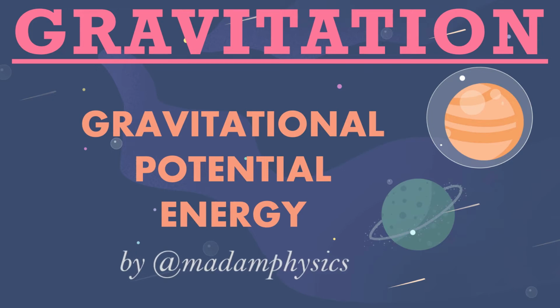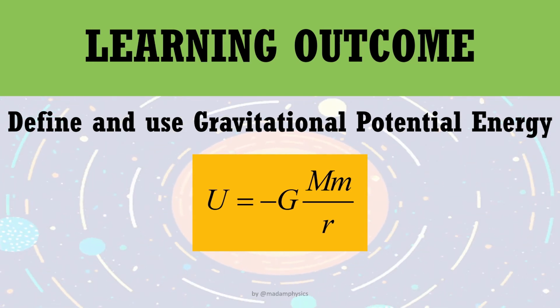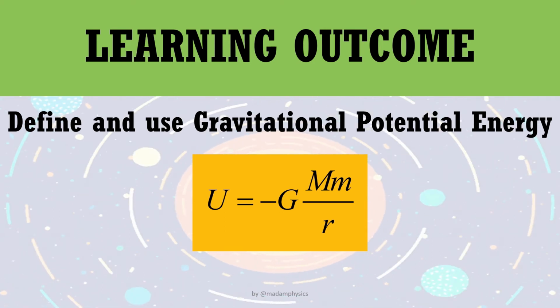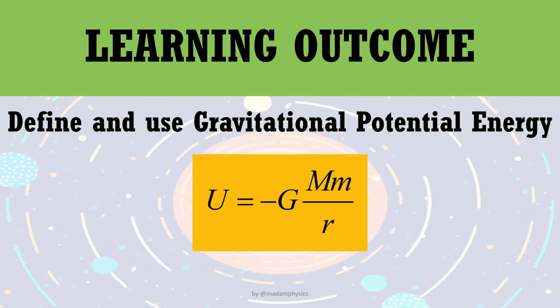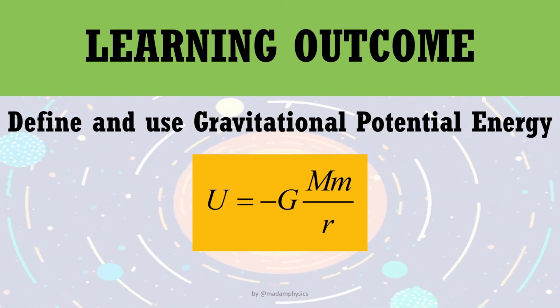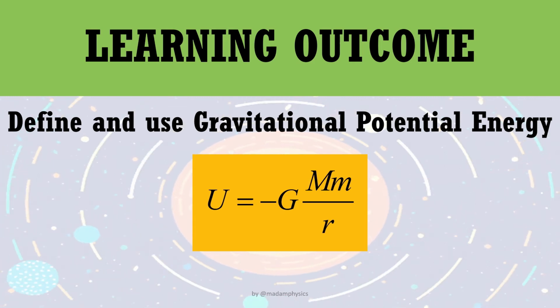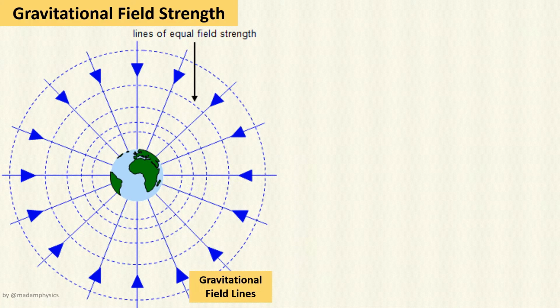For today's lesson, we are going to enter a new subtopic in this chapter, which is gravitational potential energy. So here is the learning outcome for today. At the end of this lesson, you should be able to define and use the formula of gravitational potential energy, which is given by U equals to negative GMm over r. This formula somehow looks almost the same as the formula of force and gravitational field strength. So make sure you know the difference between them.